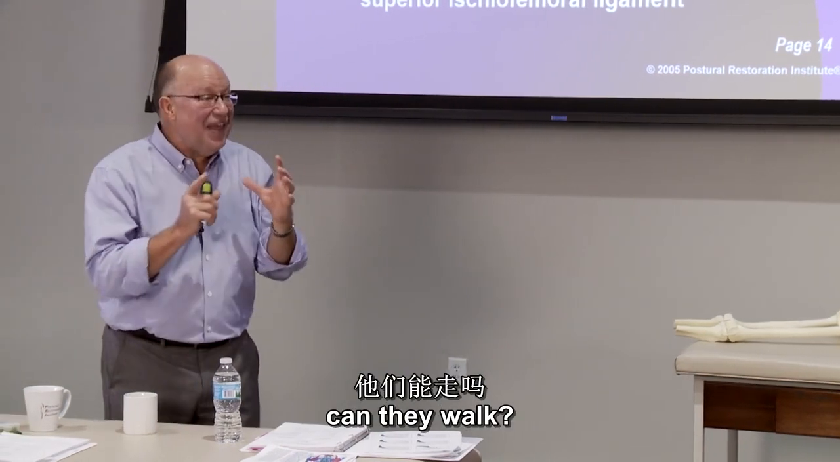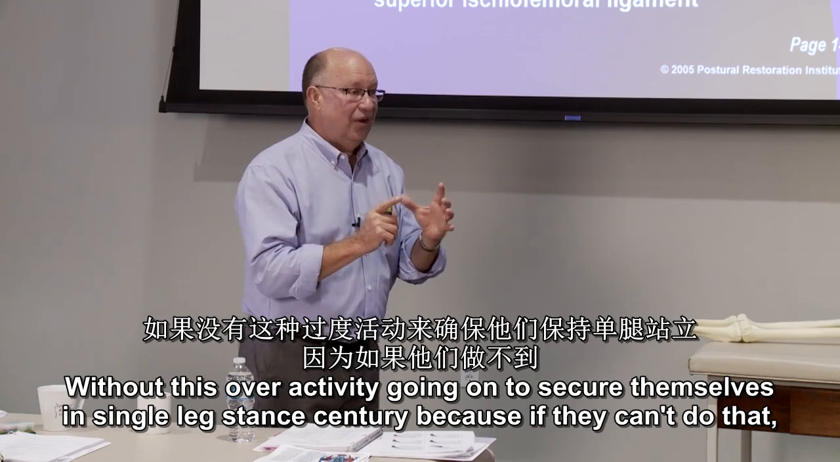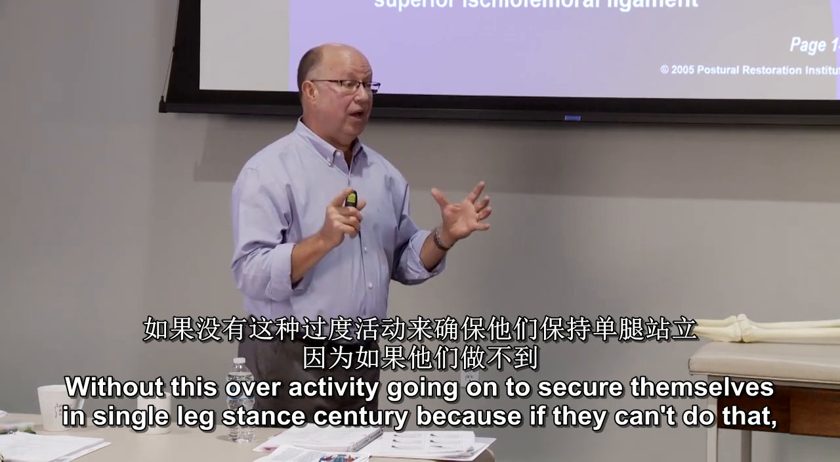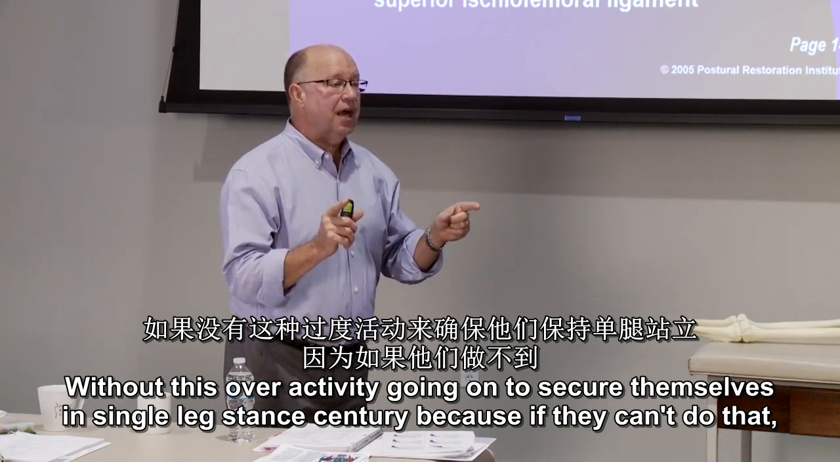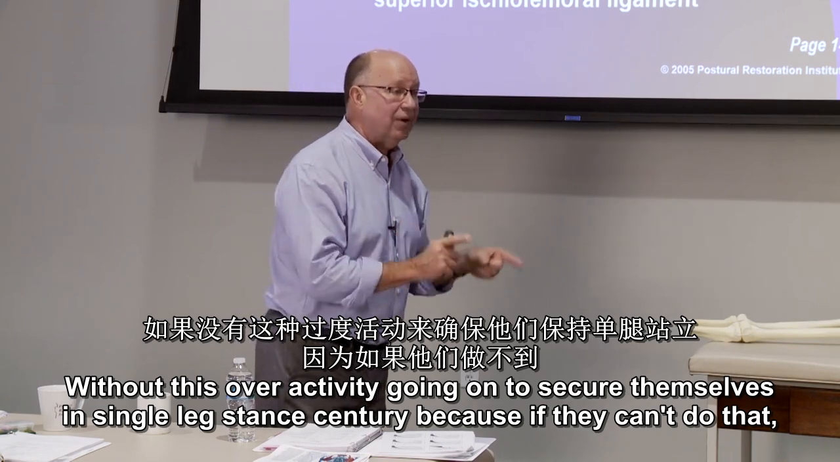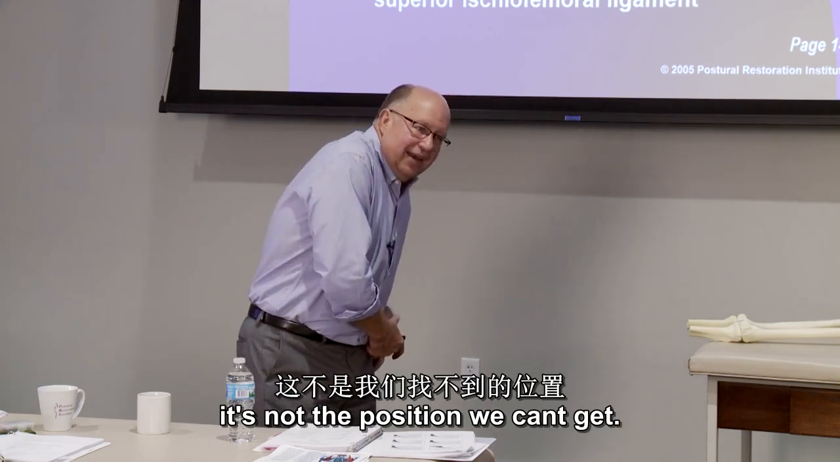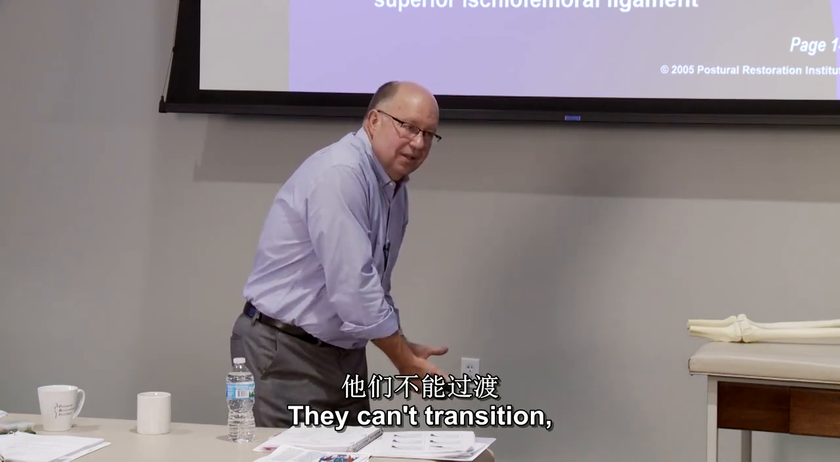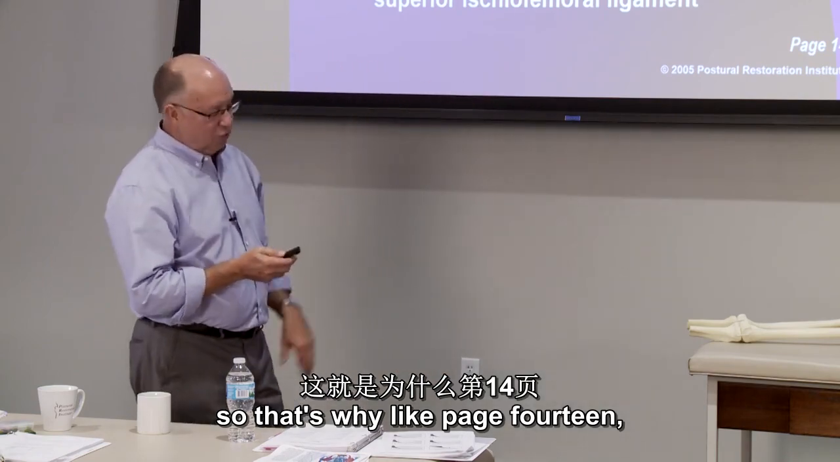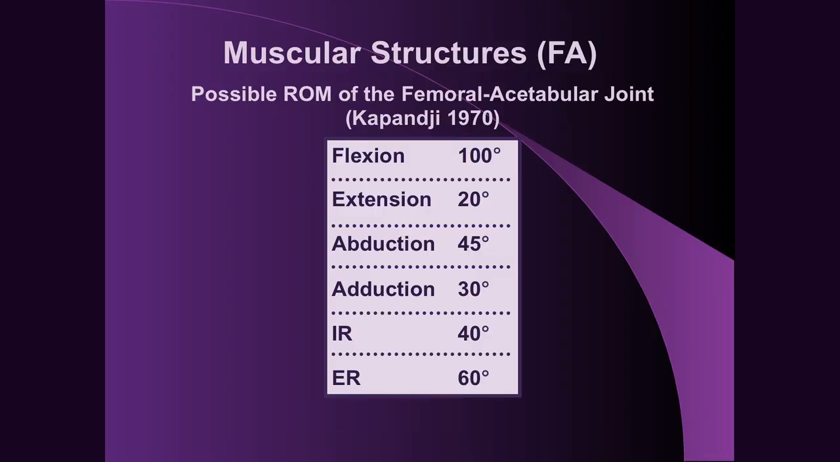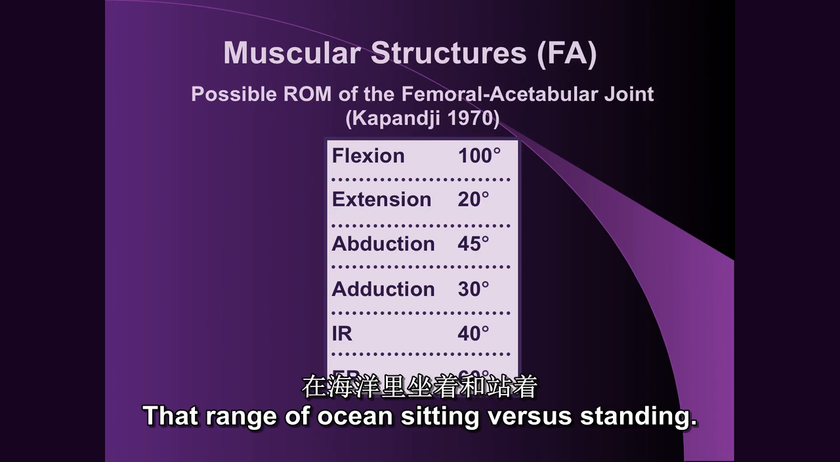Seriously, can they walk without this overactivity going on to secure themselves in single leg stance centering? Because if they can't do that, Mike, it's not the position we can't get, they can't transition. So that's why I like page 14 when it comes to that range of motion, sitting versus standing.